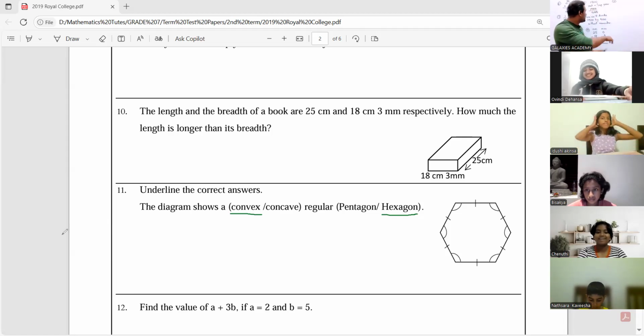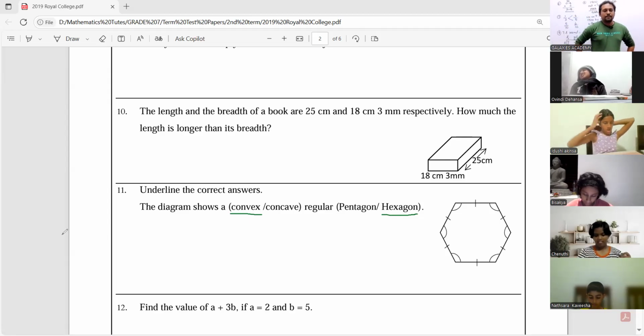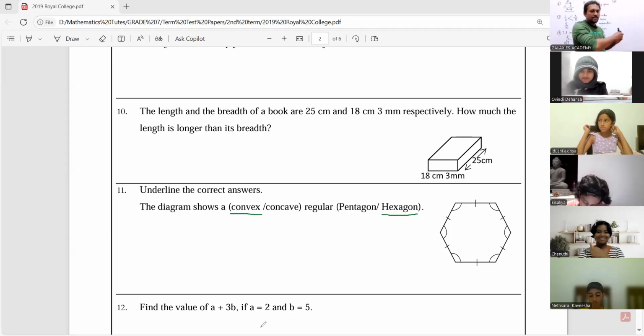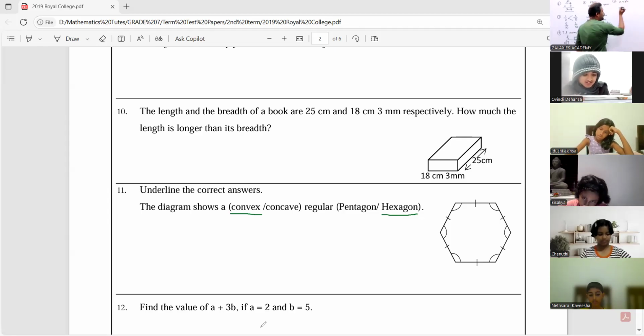Right. Number 12. 12th question. Find the value of a plus 3b if a equals 2 and b equals 5. You have to substitute. Right? Now look at how you can get the answer.